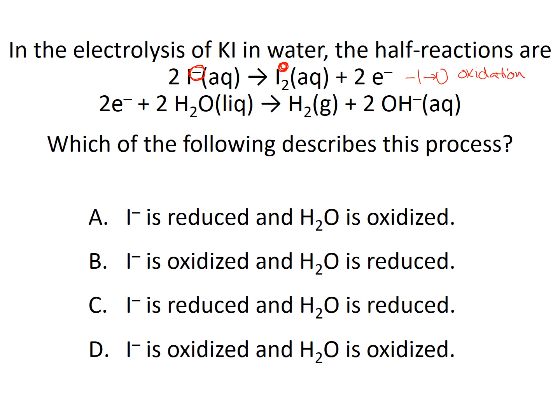In the second case, hydrogen starts with a +1 oxidation number and ends up with a 0 oxidation number due to it being in the elemental state. If we go from +1 to 0, then we've reduced the oxidation number and we're looking at reduction. So we're going to say iodide was oxidized and water was reduced. And that makes B our correct answer.